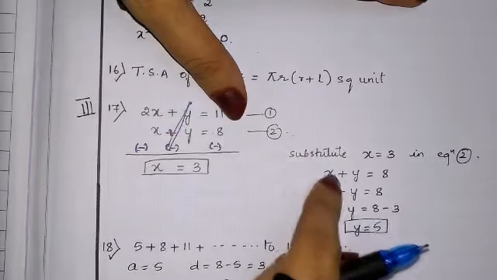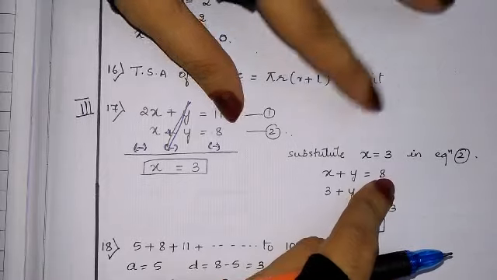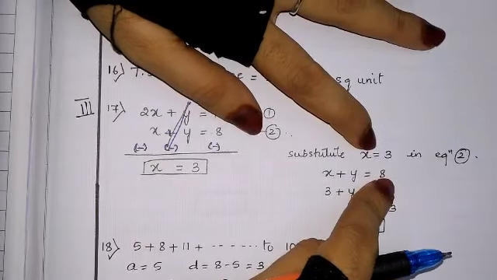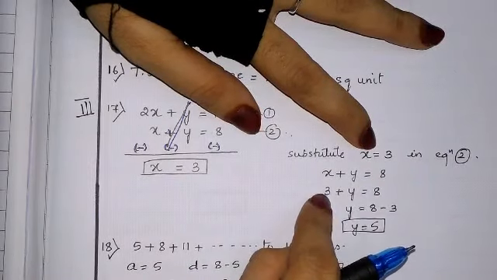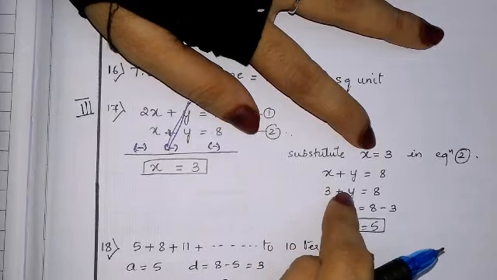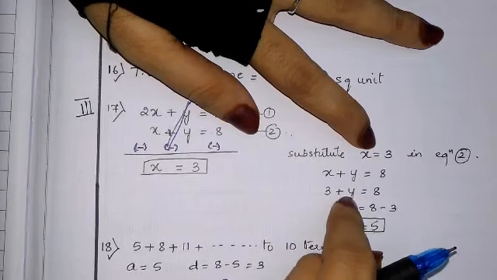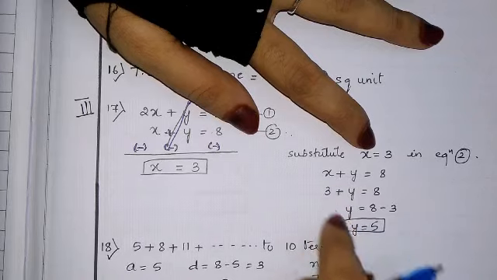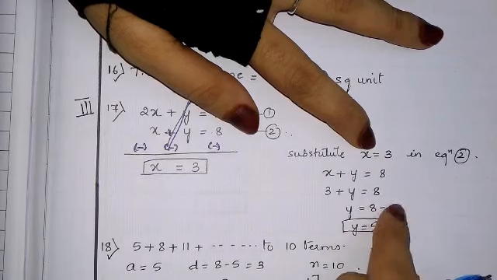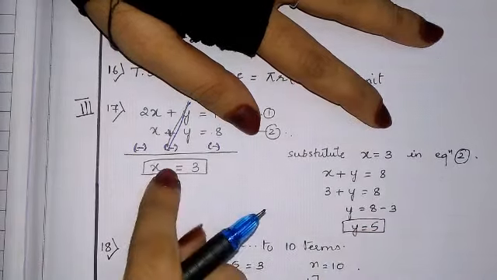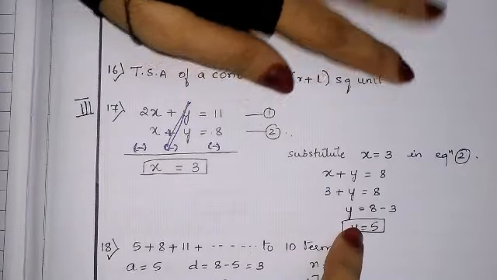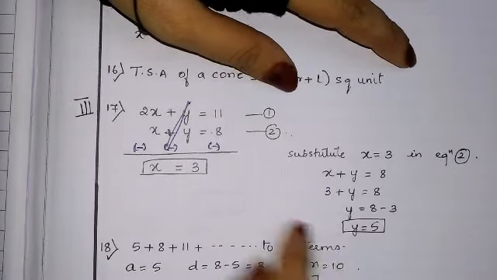Let us take 2. X plus y is equals to 8. So in x place what we have to write? 3. X place I am going to write 3. Plus y is equals to 8 as it is. Y is equals to 8 minus 3. Y is equals to 8 minus 3 is 5. So we got x and y value. Solve they have told. So we have to find x and y value.